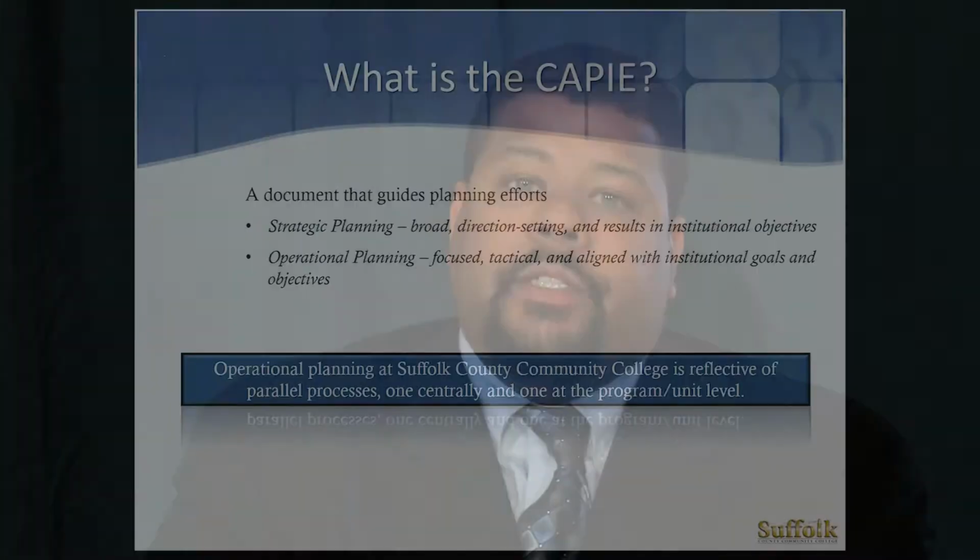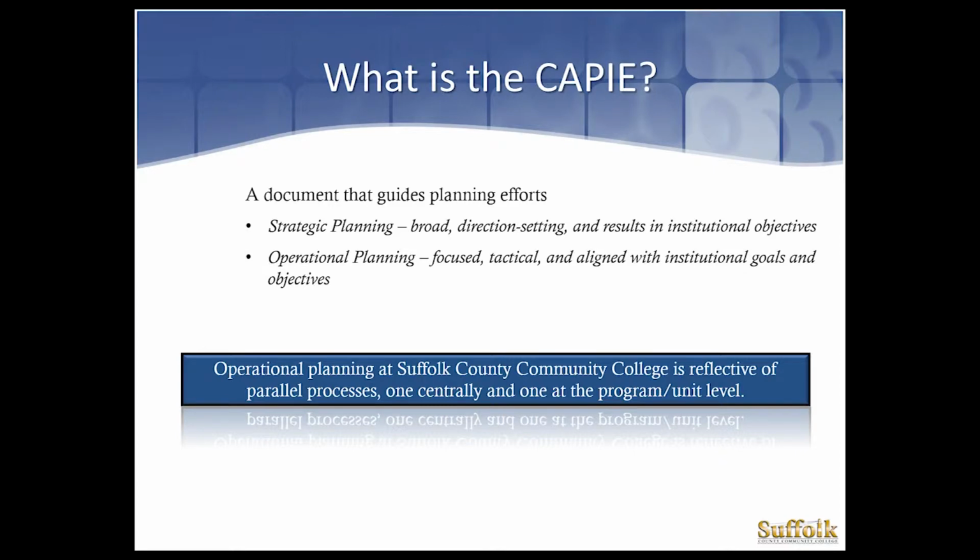The CAPIE also is critical for helping us to understand more about how we go about planning. So there are two primary planning processes. One is strategic and the other is operational. Strategic planning represents big, broad ideas that are designed to give us a roadmap for our priorities for the future. Currently, we have a plan from 2013 to 2020. Now, operational planning is actually parallel processes at the college. The first is a central operational plan. That's a plan which connects back to our measurable institutional objectives, which are our strategic goals, and it's done centrally.